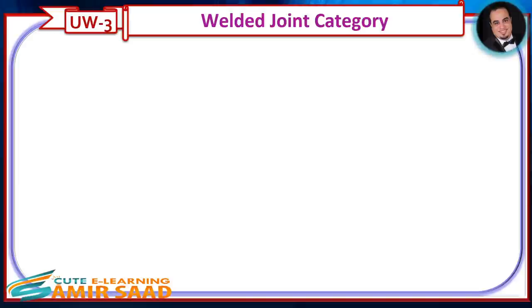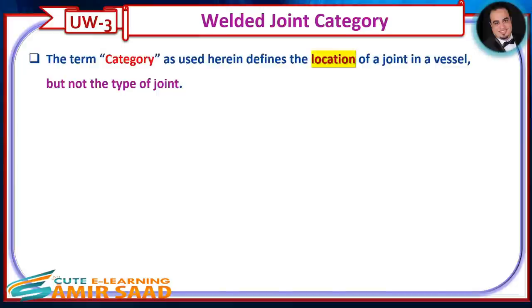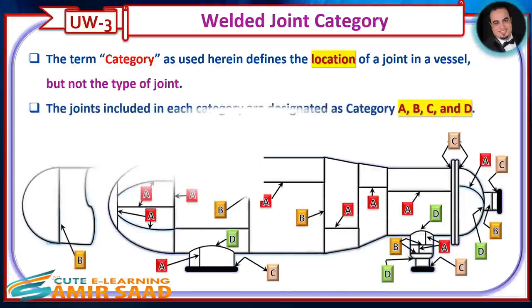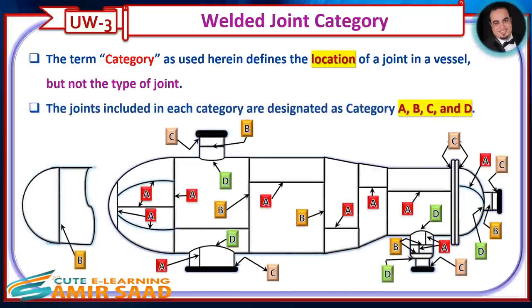UW-3, Welded joint category. The term category, as used herein, defines the location of a joint in a vessel, but not the type of joint. The joints included in each category are designated as category A, B, C, and D, as illustrated in the diagram below.